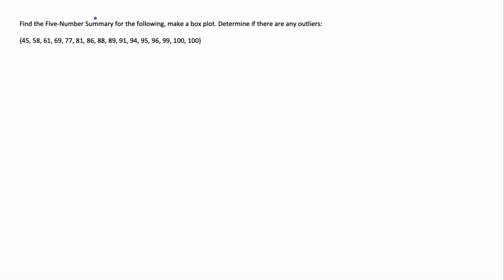Find a 5-number summary for the following and make a box plot. And we also want to determine if there are any outliers in this data set. First thing we want to do is determine how many values there are in this data set. If you count out, there are 16 data values.